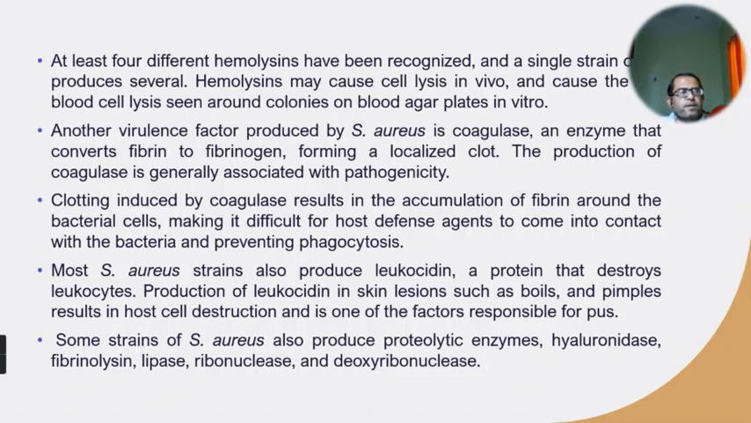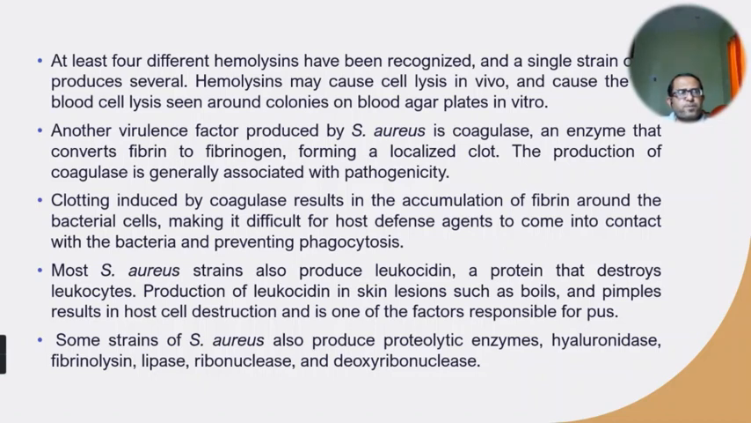Okay, in the earlier etiological characteristics we have seen that Staphylococcus aureus produces beta hemolysis. So this hemolysis is caused by this hemolysin, which is a toxic compound secreted by this Staphylococcus aureus, and because of that the RBC cells get lysed.